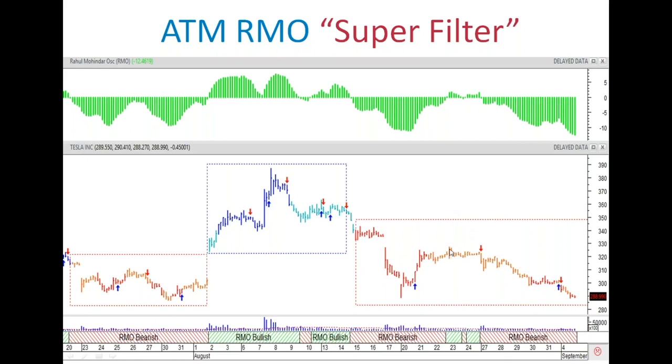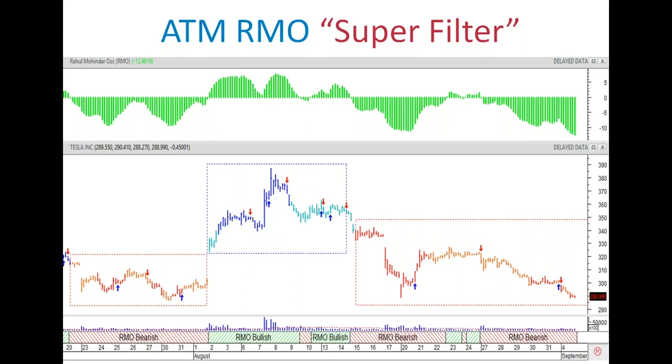But you know, the beauty is we married a lot of these concepts into the super filter. And what's even better with the super filter, when it stays orange, you're not worried about the RMO turning positive, right? So the whole idea is to give you a more refined view. Often the super filter would give you an earlier signal than the RMO itself.